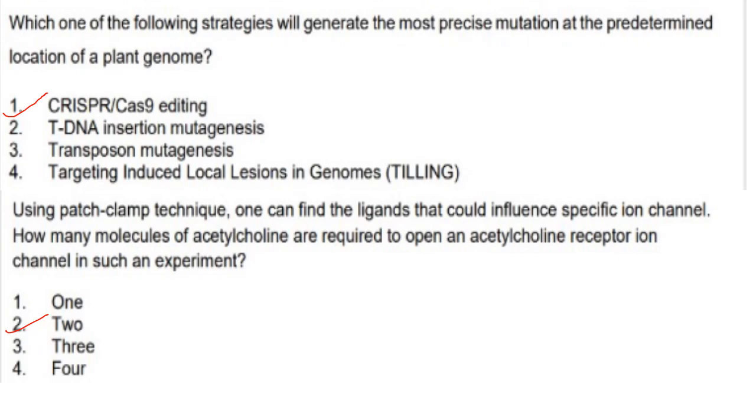Then next one. Using the patch clamp technique, one can find the ligands that could influence specific ion channels. How many molecules of acetylcholine are required to open an acetylcholine receptor ion channel in such an experiment? So the number of acetylcholine molecules required to open the acetylcholine receptor ion channel is 2. Answer is option 2.